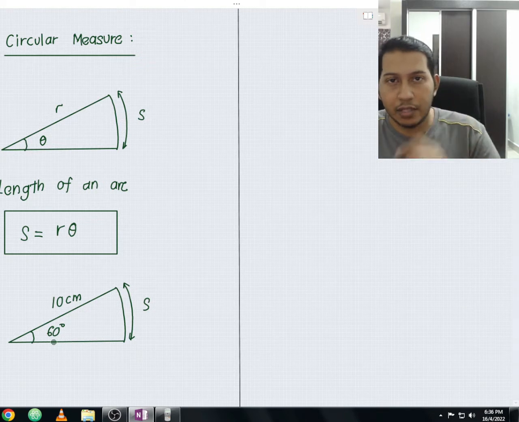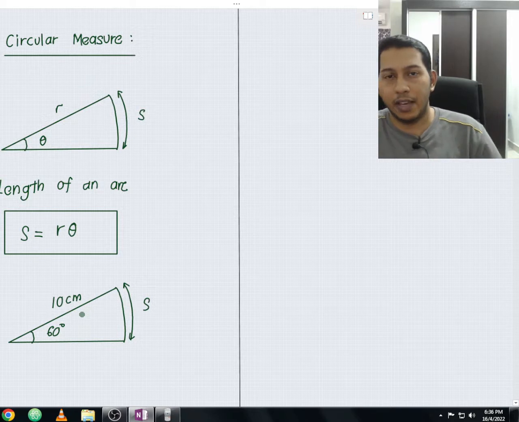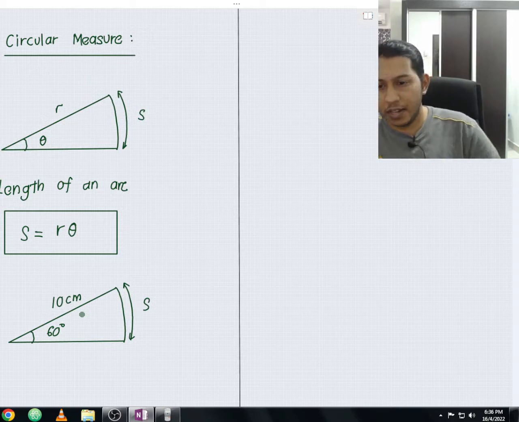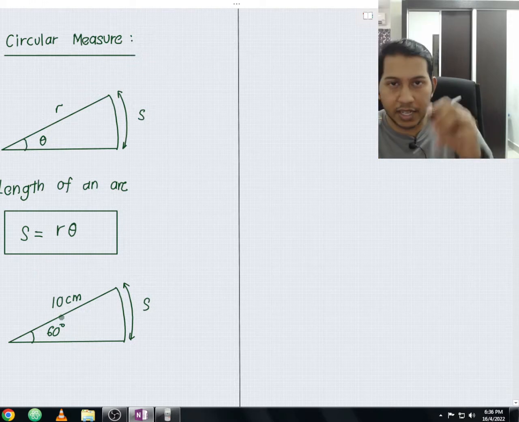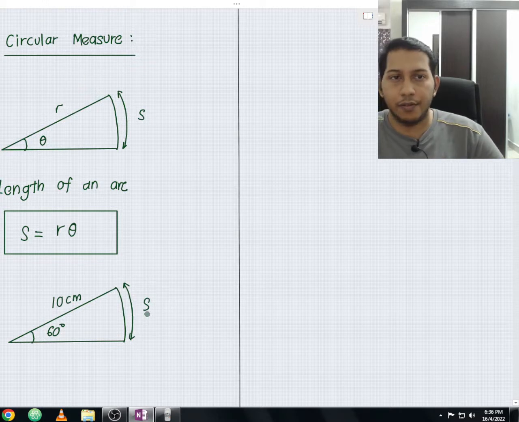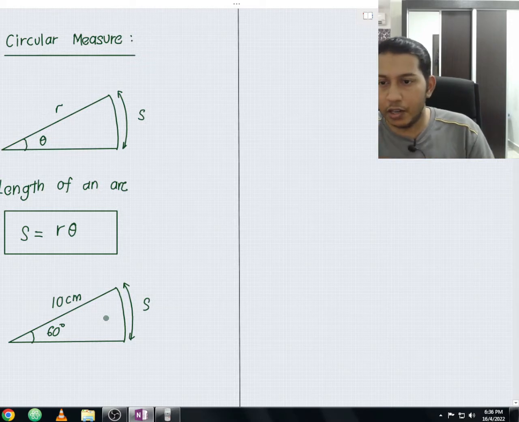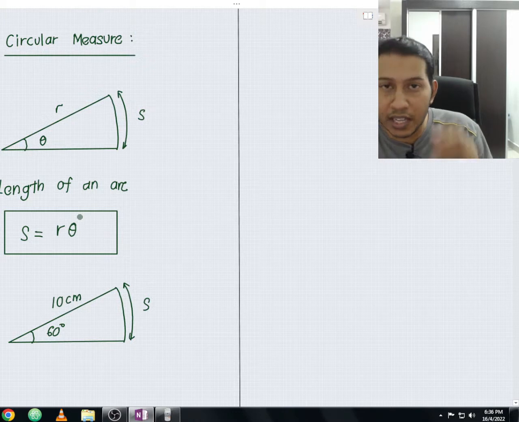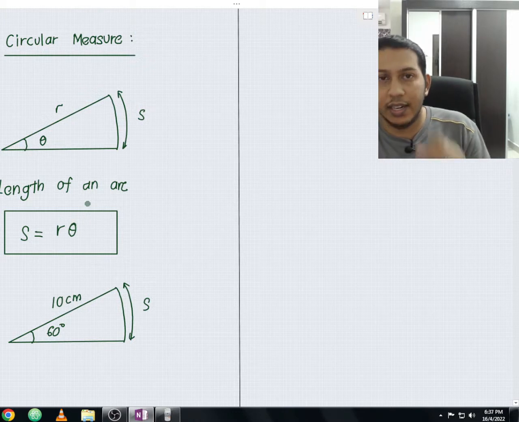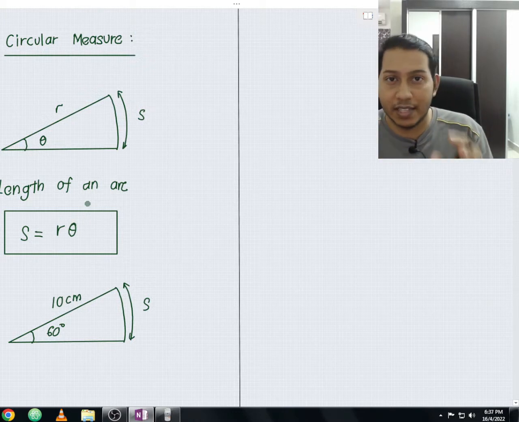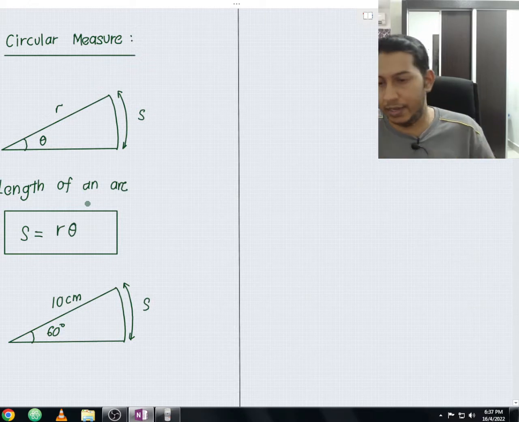The first step you need to do is convert this angle from degree into radian form. Once you convert this angle from degree to radian, only then can you find the length of arc, in this case the letter S over here. If you don't convert, you cannot apply this formula. This formula is only applicable if your angle is in radian form. I'm emphasizing this strongly here, guys, so please pay attention.